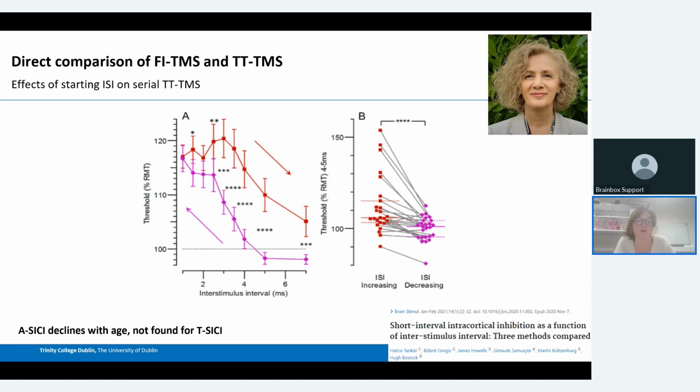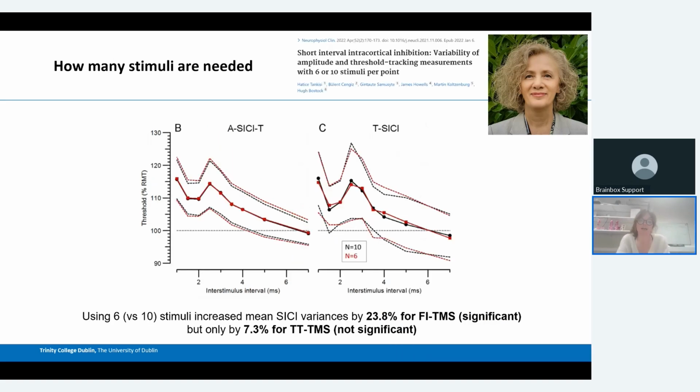It seems to be more of a bias if you use fixed intensity TMS. In terms of the number of stimuli you use, a bit like I mentioned for fixed intensity TMS, there is kind of debate around how many stimuli you should use to inform your algorithm to determine the threshold. Obviously, the more you use, the more confidence you have, but the more time it takes, and that's important for things like clinical trials or recording in clinic.